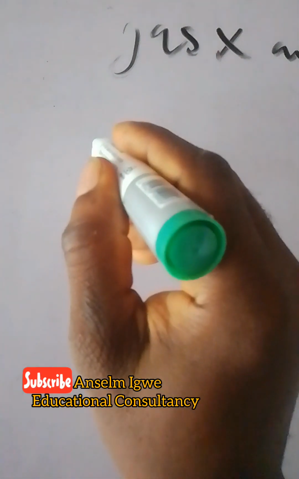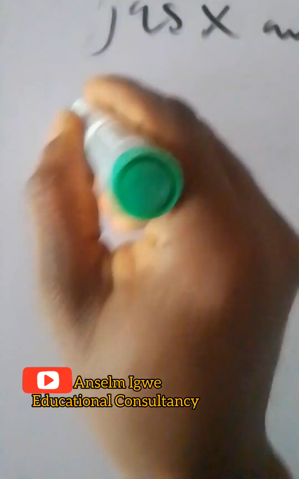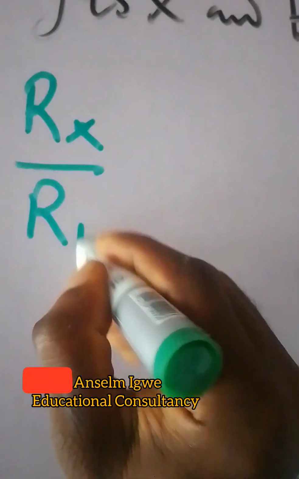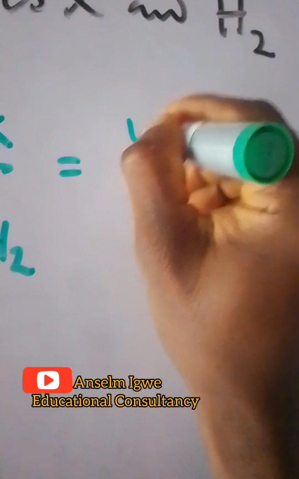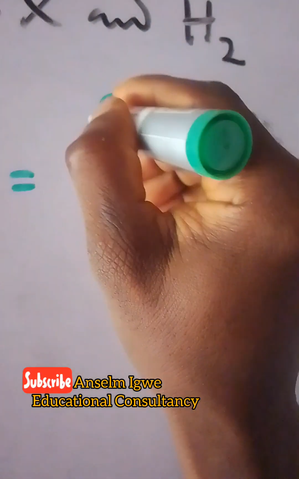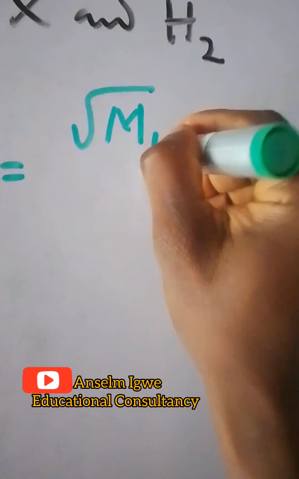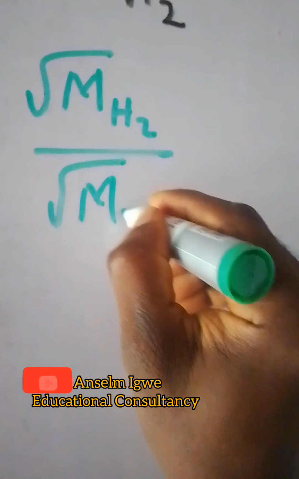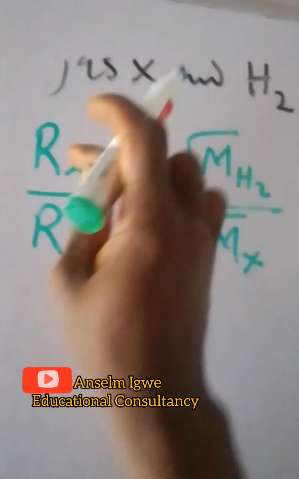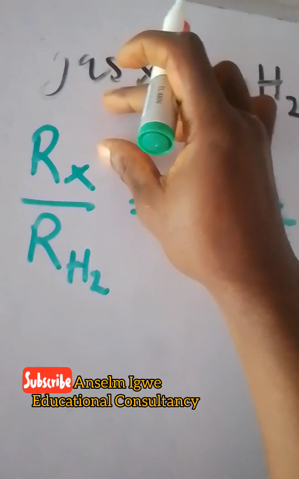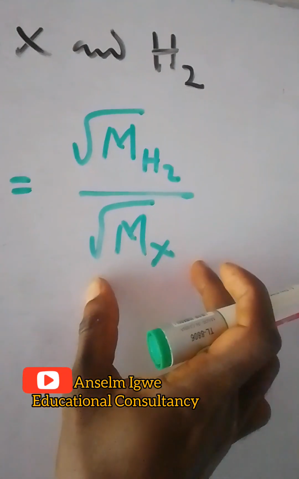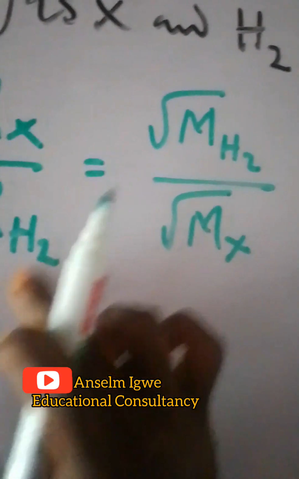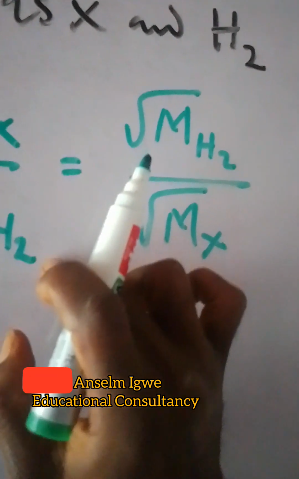we can now compare the two by saying that rate of diffusion of gas X over rate of diffusion of hydrogen gas equals square root of molecular mass of hydrogen gas over square root of molecular mass of gas X. It's the same thing. The rate of diffusion of X up here and molecular mass of gas X down here means there is an inverse relationship, and also the same inverse relationship for hydrogen.